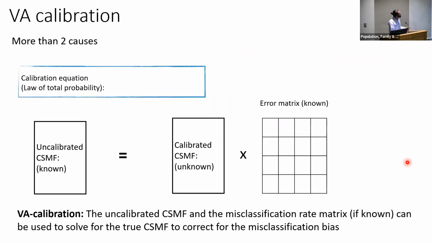We can easily generalize this to more than 2 causes. You cannot solve it manually, you have to resort to automation. But the underlying principle is the same: the uncalibrated CSMF, the one that we observe, can be written in terms of the unknown calibrated CSMF and the error matrix. If the error matrix is known, you are basically solving for the calibrated CSMF. That's the main principle of the VA calibration.